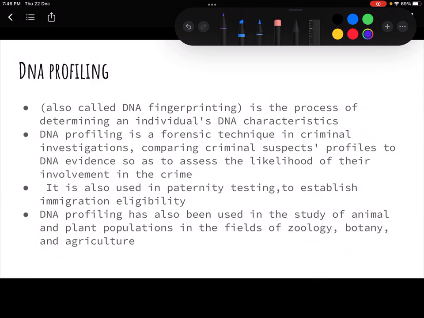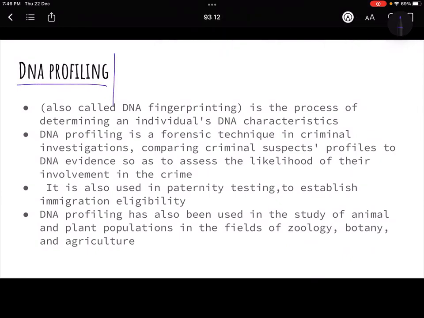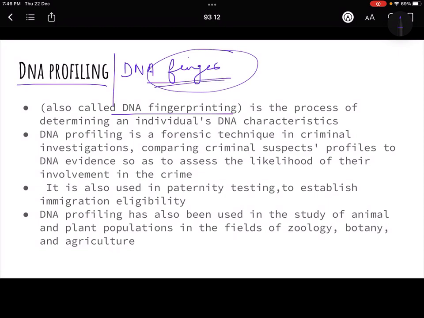So DNA profiling, or it is also known as DNA fingerprinting. DNA fingerprinting is a bit of a misnomer, because it's not talking about the fingerprints of our hands, right? So just keep that clear in your mind. It has nothing to do with the fingerprints of our hands. This is the process to determine an individual's DNA characteristics. We have talked about it. People have 99.9% similar DNA, but there is 0.1% DNA that is different, and much of our genes are inherited from our parents.